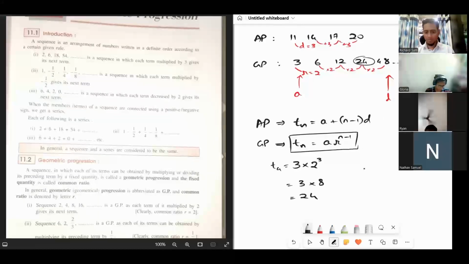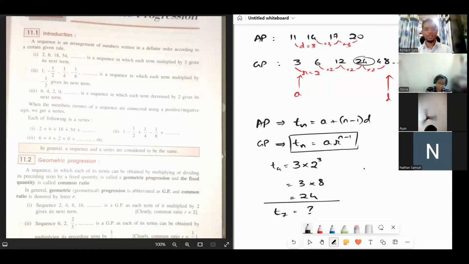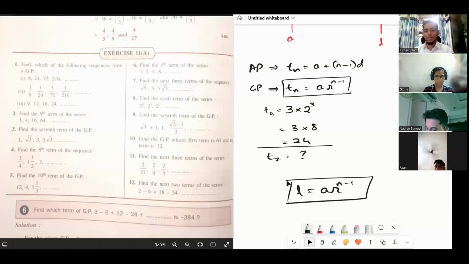Now you will write down this much, and also find the seventh term of this GP. To find the last term, we are modifying this Tn formula and putting L in place of Tn. So L is equal to AR raised to n minus 1, where n would mean the number of terms in the GP.